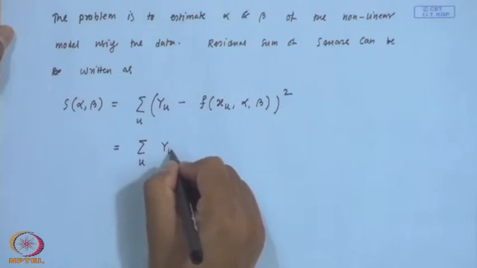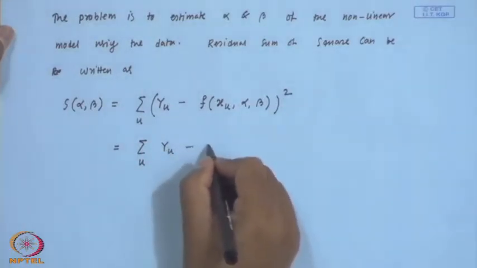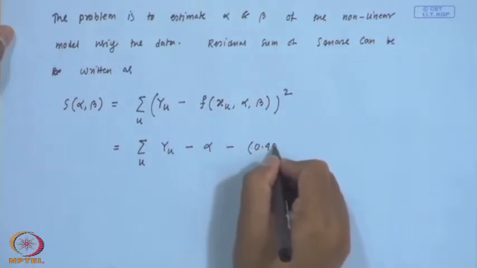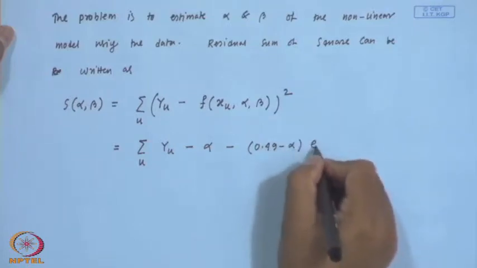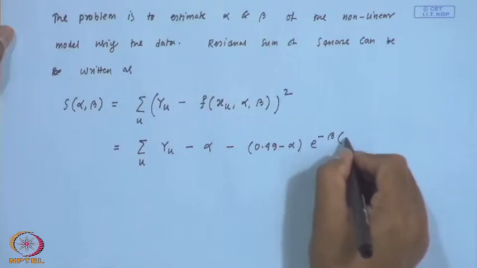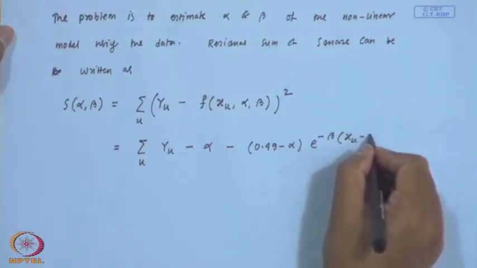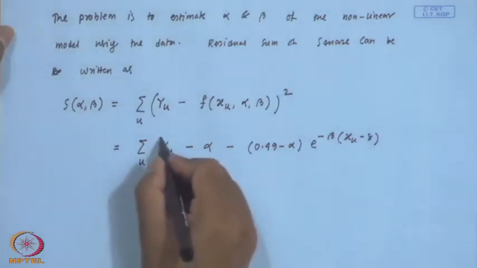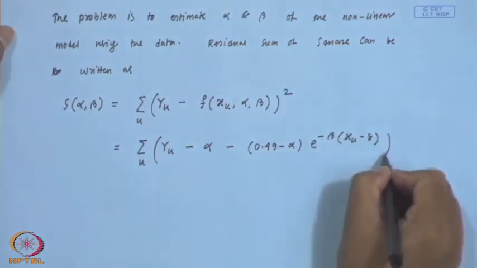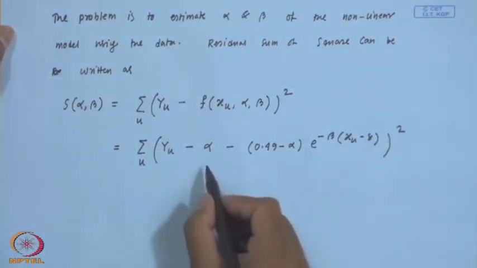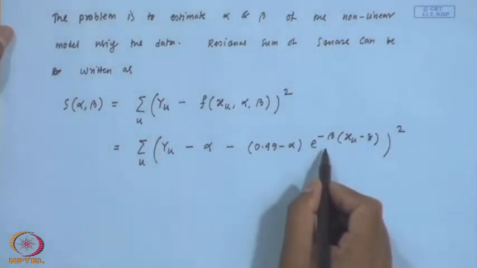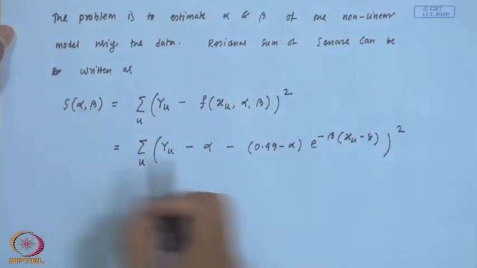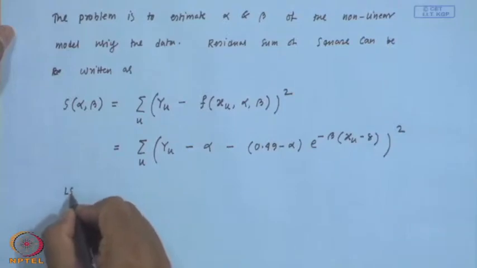y_u minus alpha minus 0.49 minus alpha e to the power of minus beta x_u minus 8. Okay, so this is the nonlinear function we are given, and we have to estimate alpha and beta in such a way that this least squares function is minimum. That is what the least squares method is.